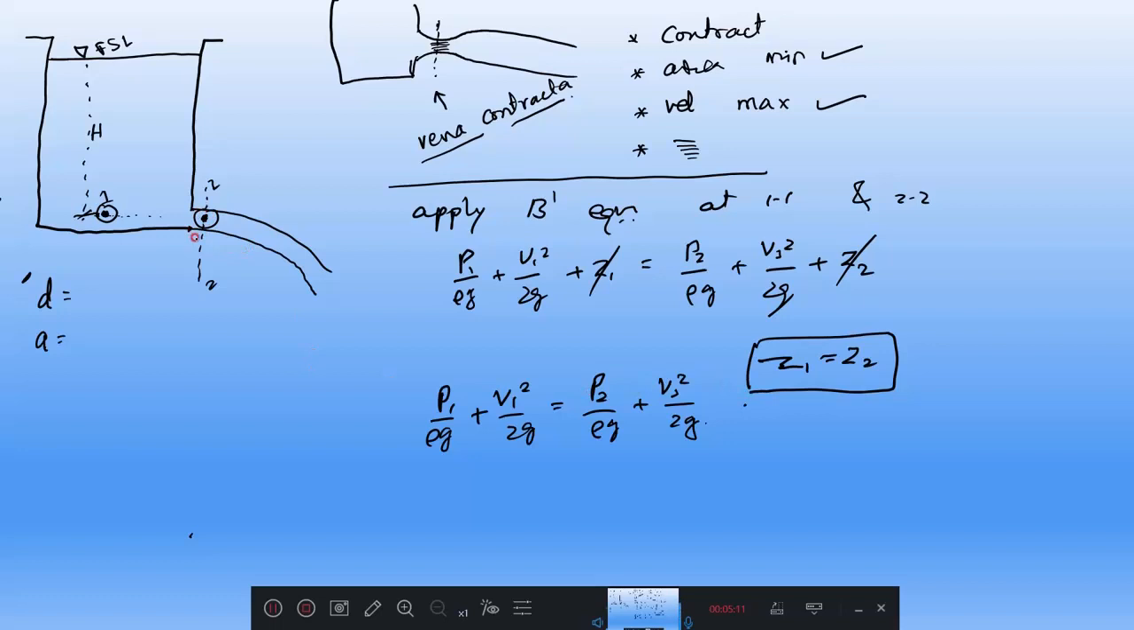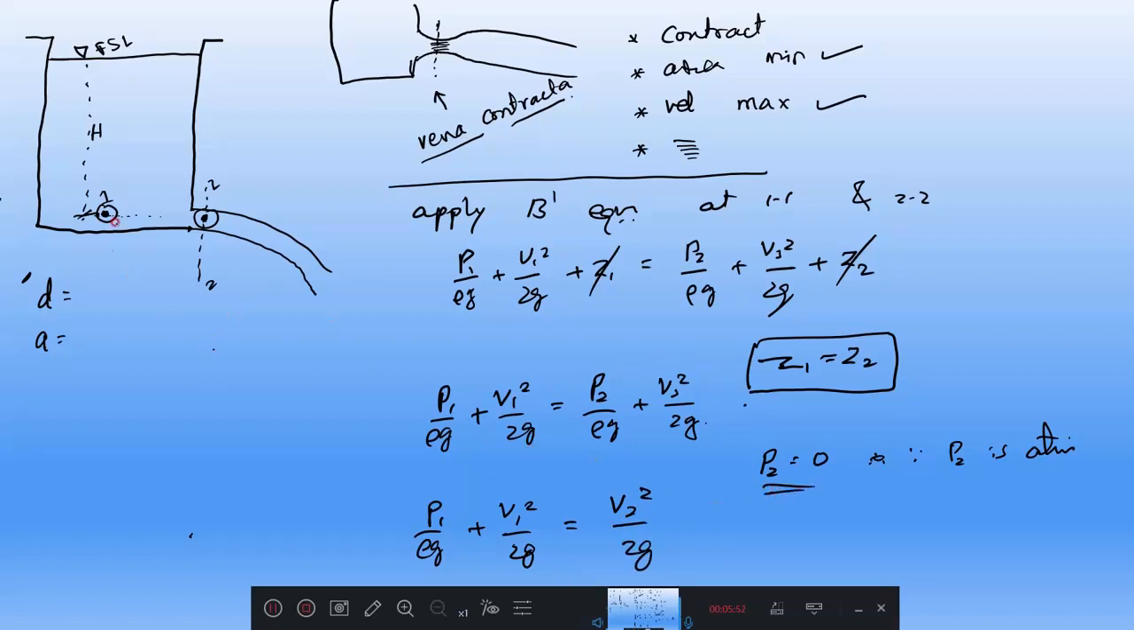The second point is at atmosphere. There is no water pressure on this point; we have atmospheric pressure. We always assume atmospheric pressure to be 0 because all our pressures are gauge pressures. The benchmark is atmospheric pressure. Therefore P2 becomes 0. Then your equation becomes P1 by rho g plus V1 square by 2g equal to V2 square by 2g. The second condition is over.